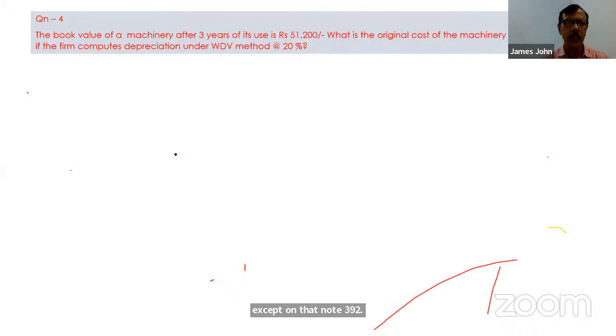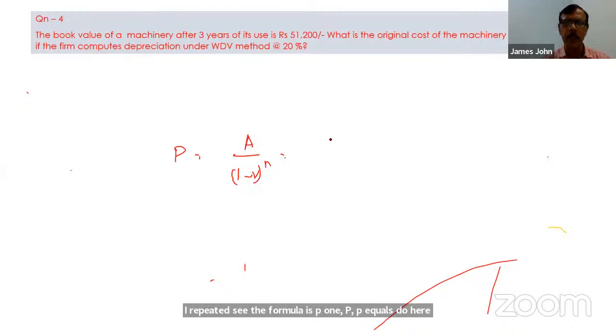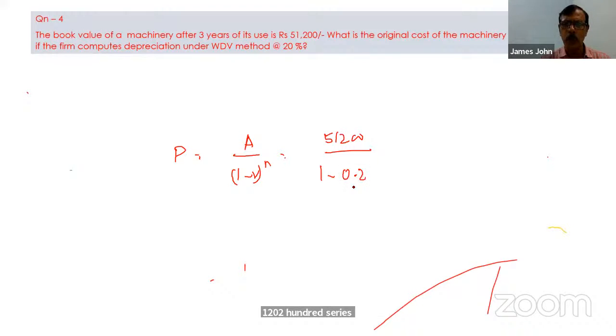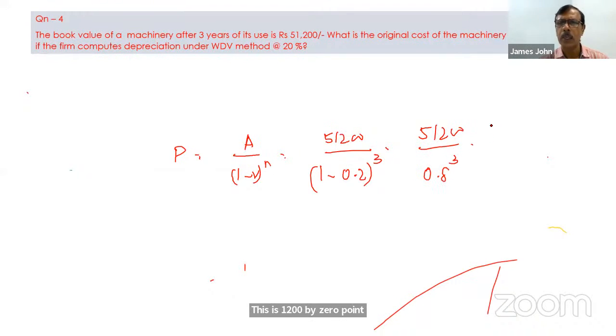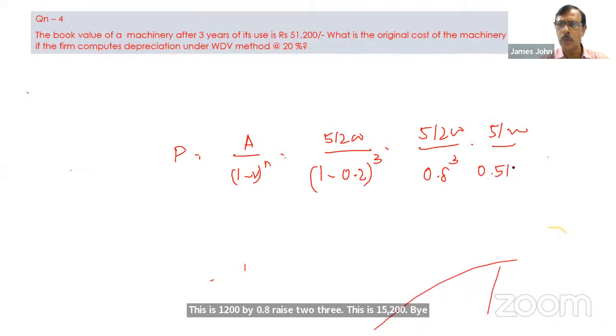See, the formula: we want P. P is equal to A by 1 minus R the whole raised to n. Am I correct? What is A? 51,200. 1 minus 0.2 the whole raised to 3. This is 51,200 by 0.8 raised to 3. This is 51,200 by 0.512.